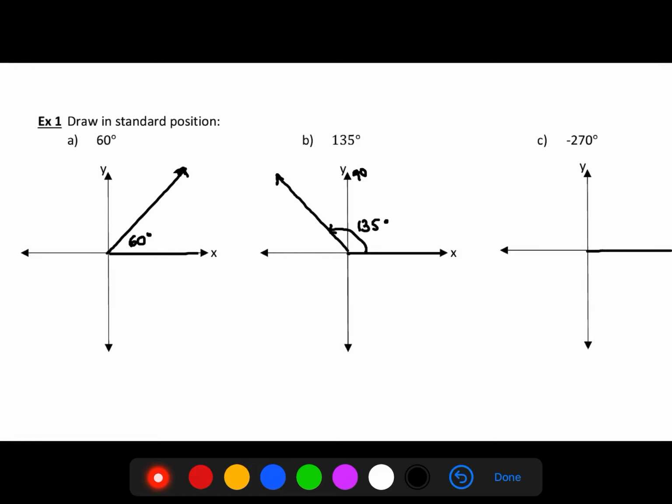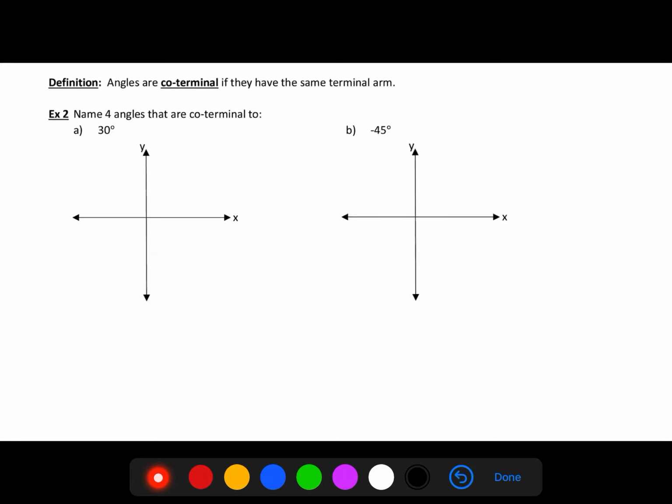If we are going to create a negative 270-degree angle, we're still going from the positive side of our x-axis, but we're going clockwise. So we're going to go this way. We get to 90 this way, 180 here, and we're going to go to negative 270 going clockwise. So our terminal arm is going to be on the y-axis going negative 270. So positive angles rotate counterclockwise from the x-axis, negative angles go clockwise from the x-axis.